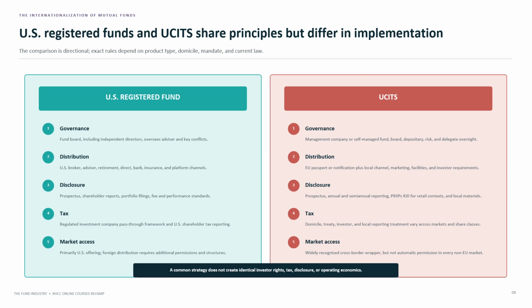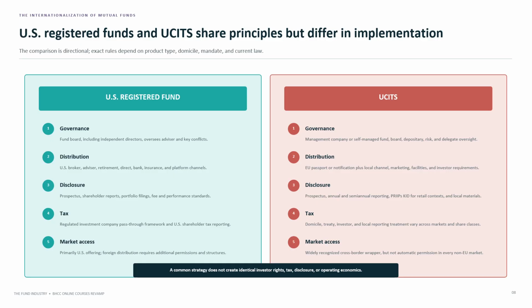Tax generally follows the U.S. regulated investment company framework and U.S. shareholder reporting. A UCITS product may use a management company or self-managed structure, a board, a depositary, risk controls, and oversight of delegates. Cross-border distribution may involve a passport or notification plus local marketing, facilities channel, and investor requirements.